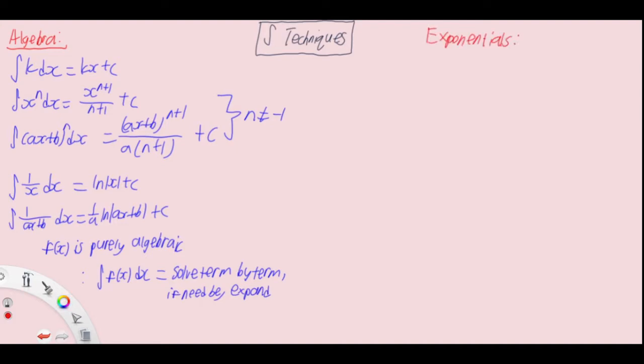Under exponentials, if you were to integrate e to the power of ax plus b, you get back the same e to the power of ax plus b, but you must divide by the derivative inside the power.